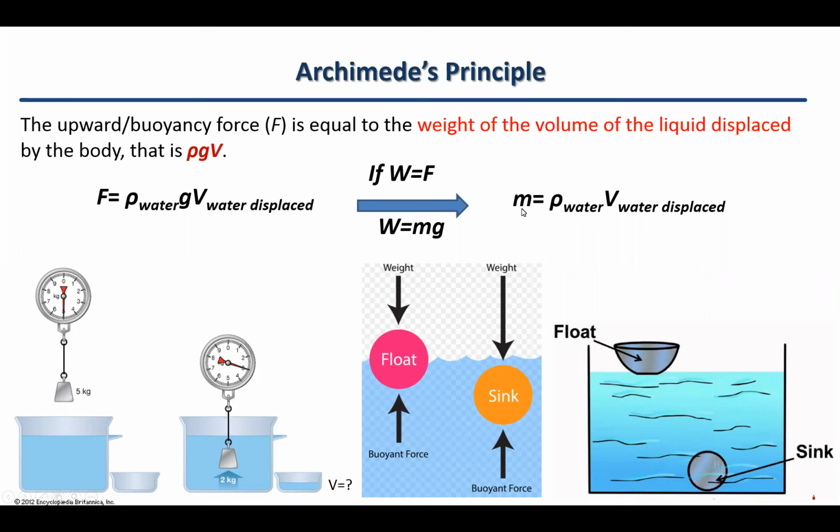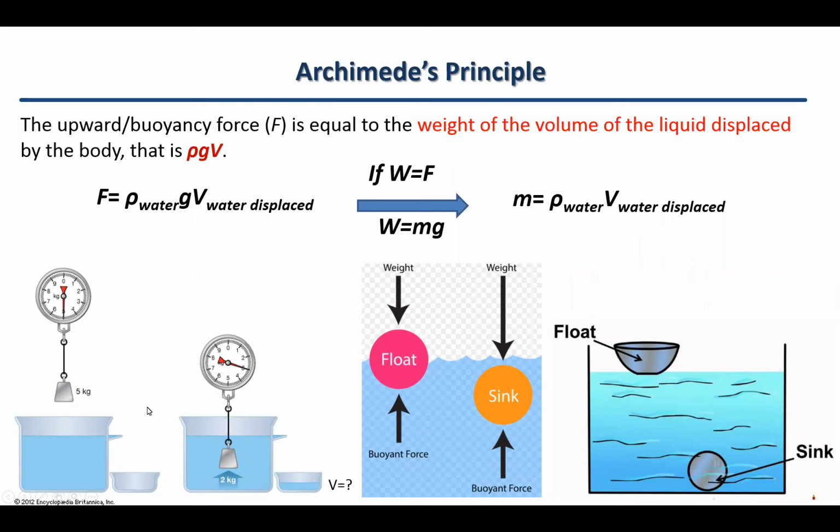It's very interesting that this formula is very similar to the density formula. If you remember, density gives m equal to rho V, but in Archimedes' principle, all the parameters come from different sources. M is the mass of the whole body, rho is the density of the water, and V is the volume of the water displaced. So just bear that in mind.